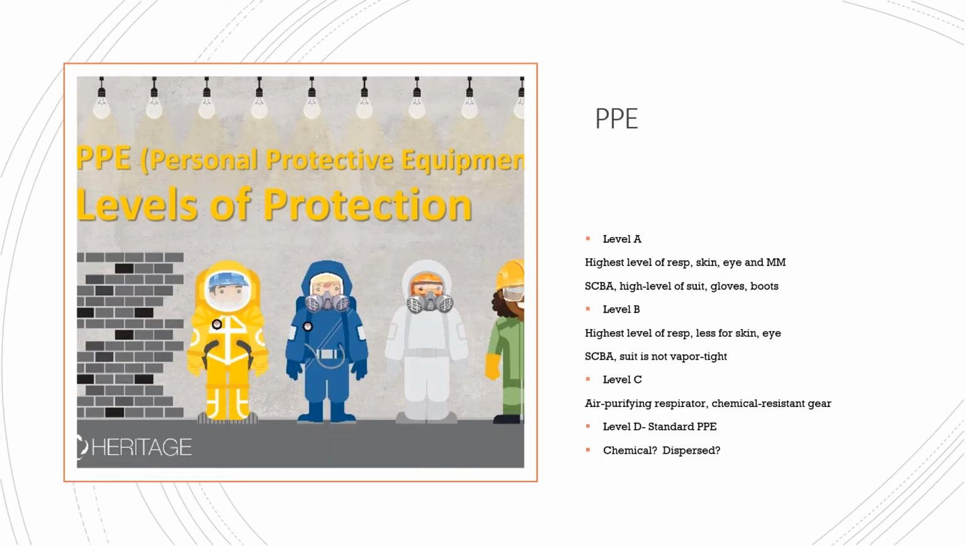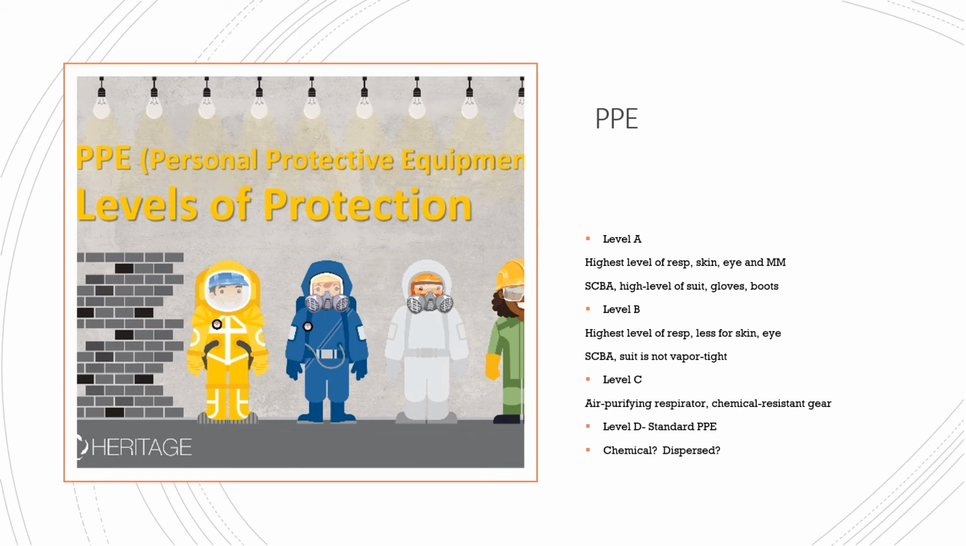So then there are different levels of PPE. I guess this really hits home now because I think a lot of these people are in level A. These are kind of cartoon-like drawings, but basically I want you to know that it goes from highest to lowest level. The highest, level A, you are protected respiratory, skin, eye, mucous membranes. They have a scuba suit, so basically their air pack is within the suit itself. Everything's self-contained. It's gloves, boots, the whole shebang. So level A is the highest.